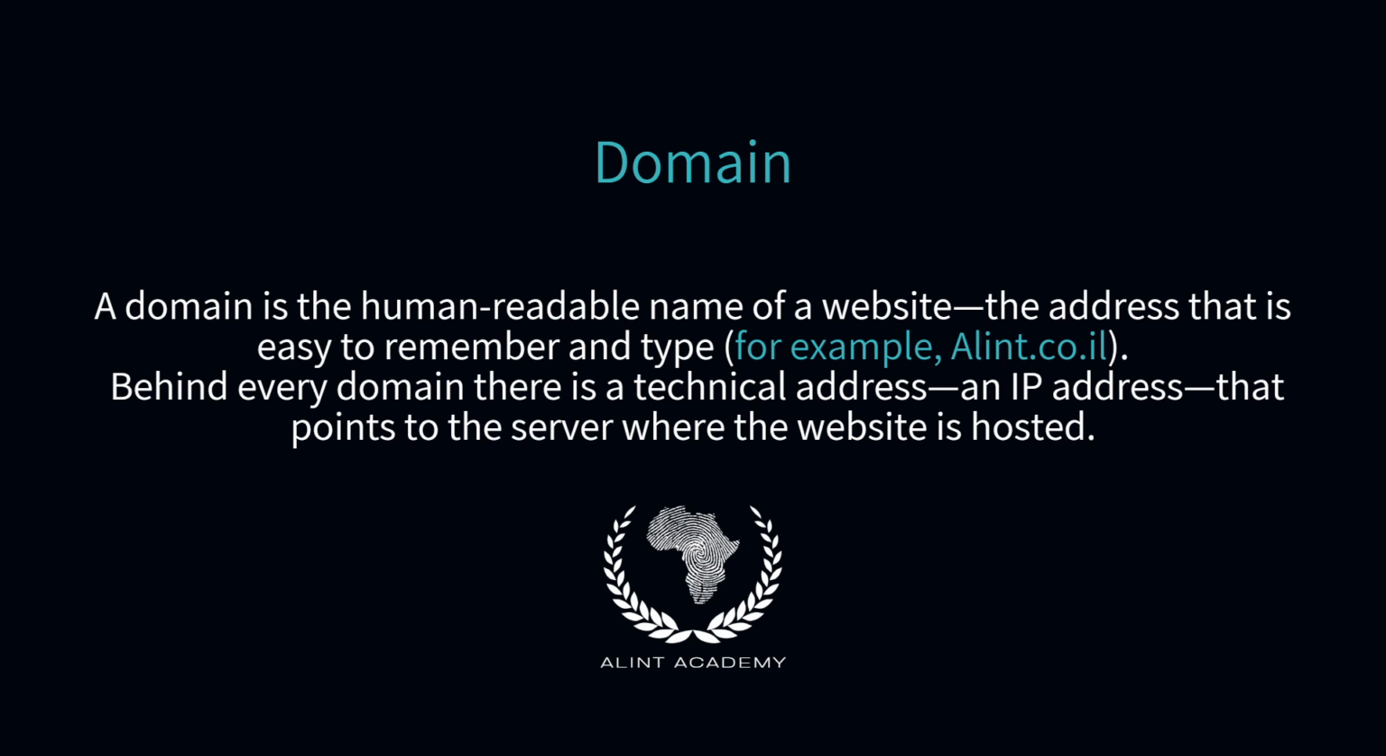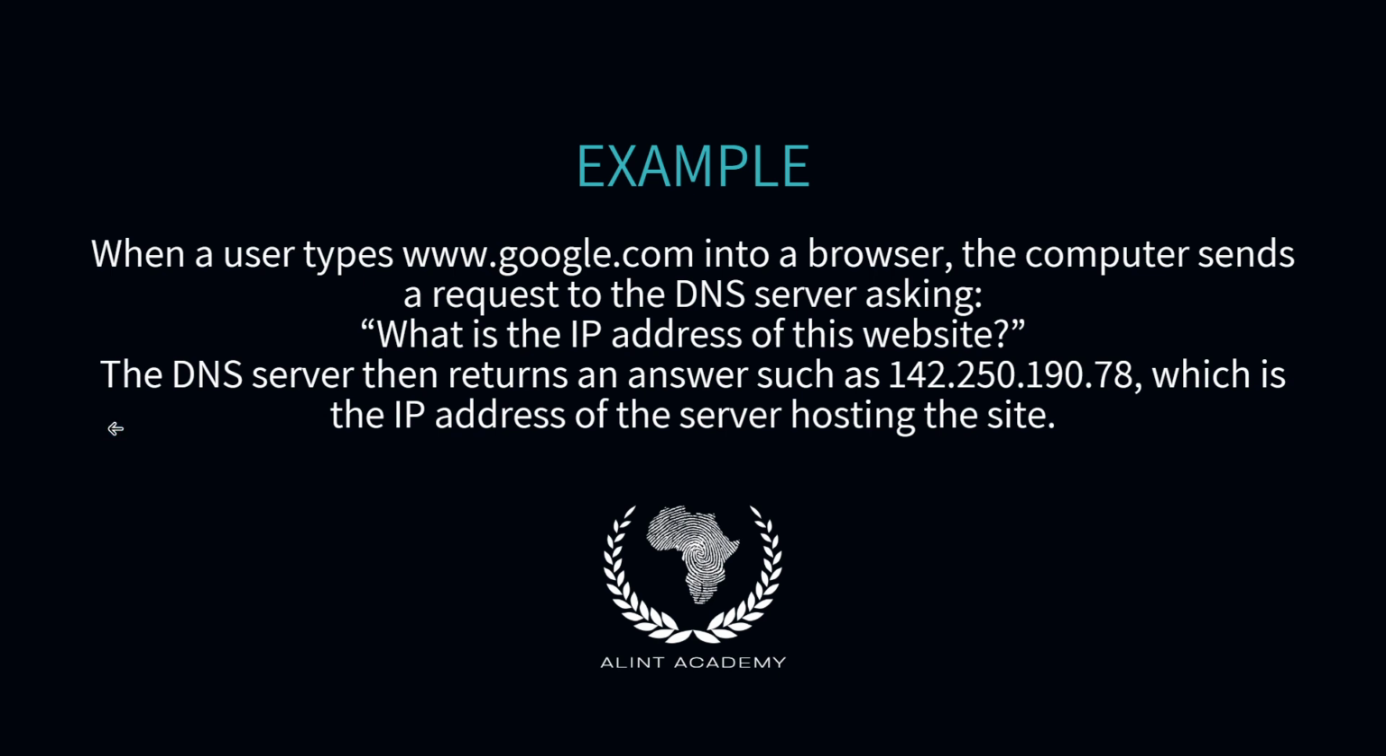For example, when a user types www.google.com into a browser, the computer sends a request to a DNS server asking, "What is the IP address of this website?" The DNS server then returns an answer such as 142.250.190.78, which allows the browser to connect to the correct server.